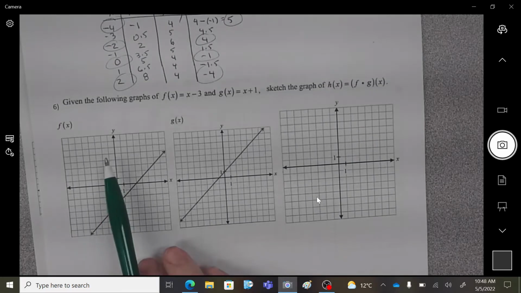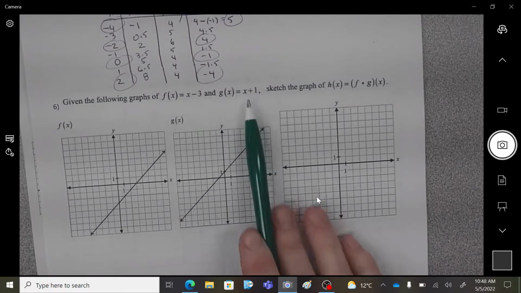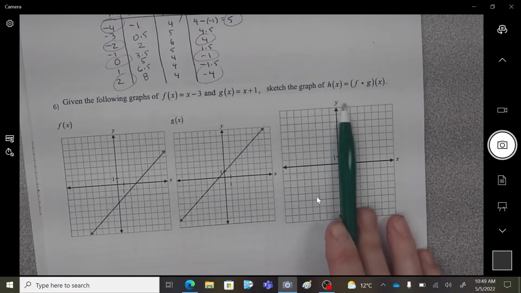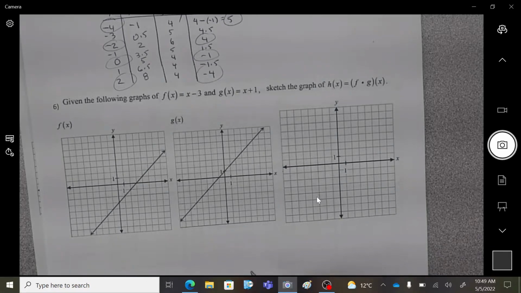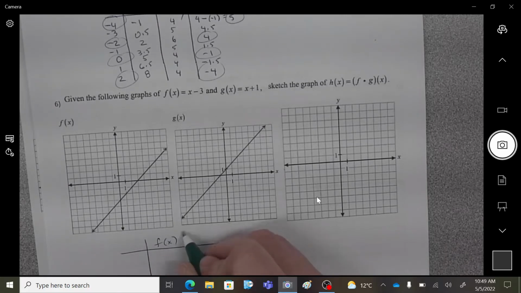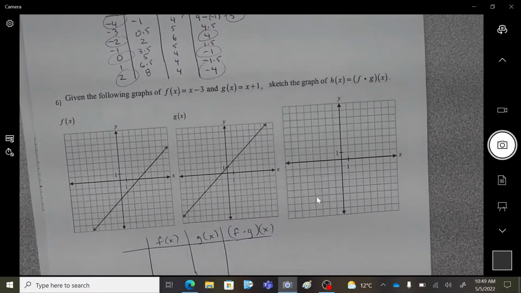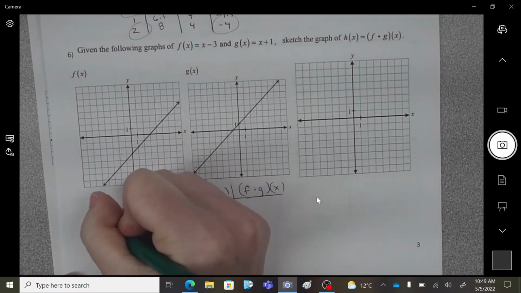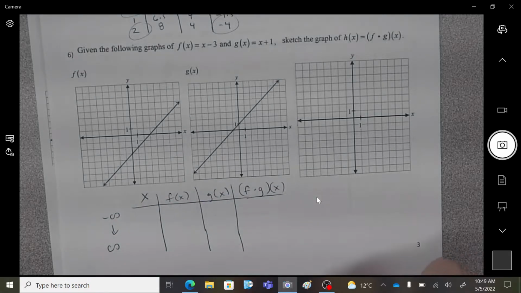Number 6, I was given this graph, x minus 3, and this graph of x plus 1. Sketch the graph of the multiplication. Okay, so let's go the f of x, the g of x, and then the multiplication of them. So they both have infinite domains. So we just are going to pick a few.